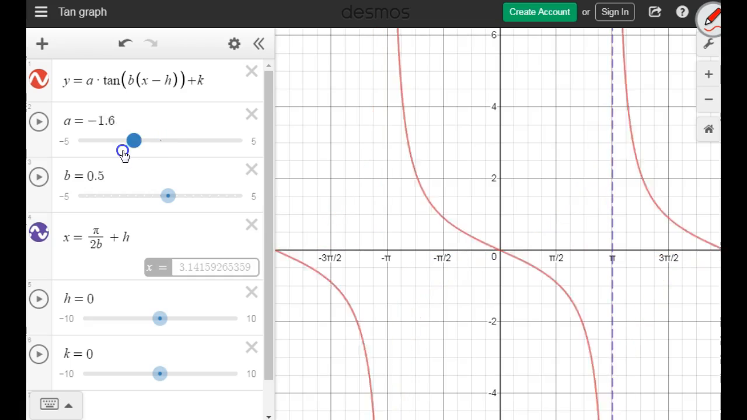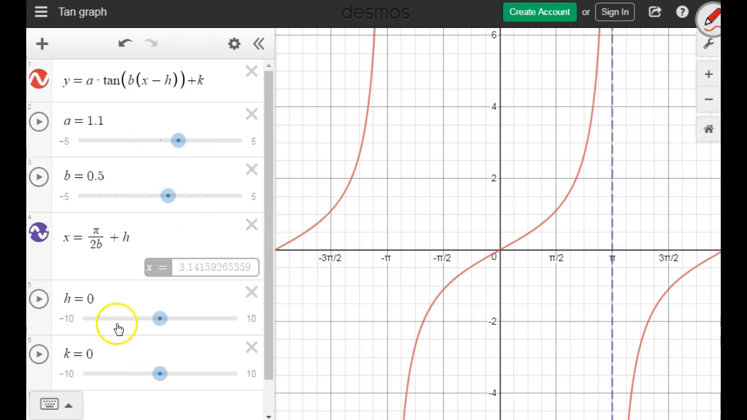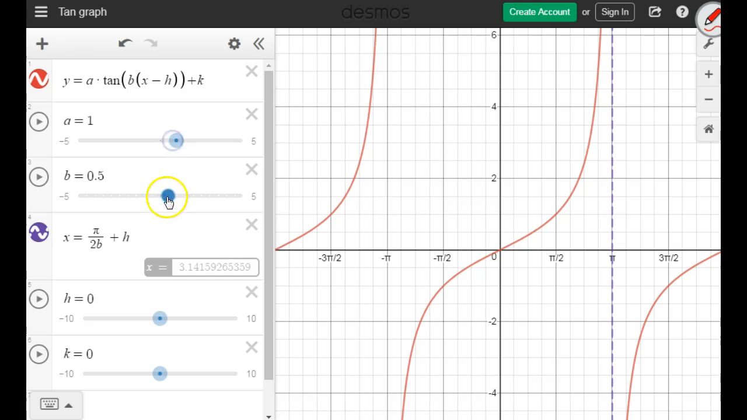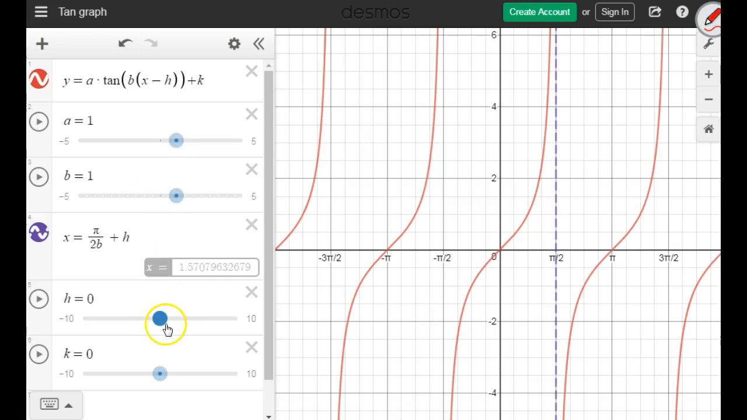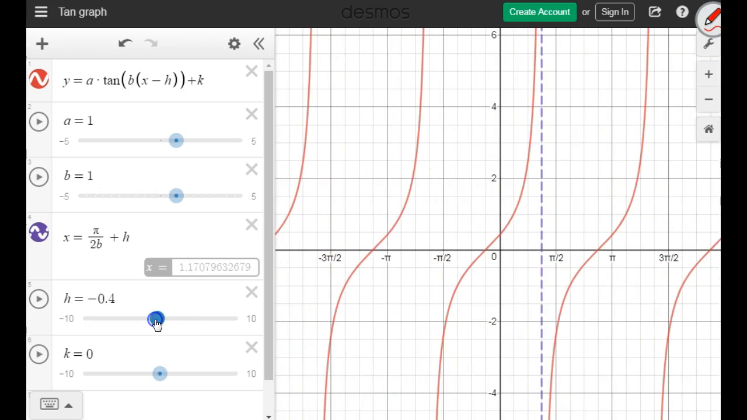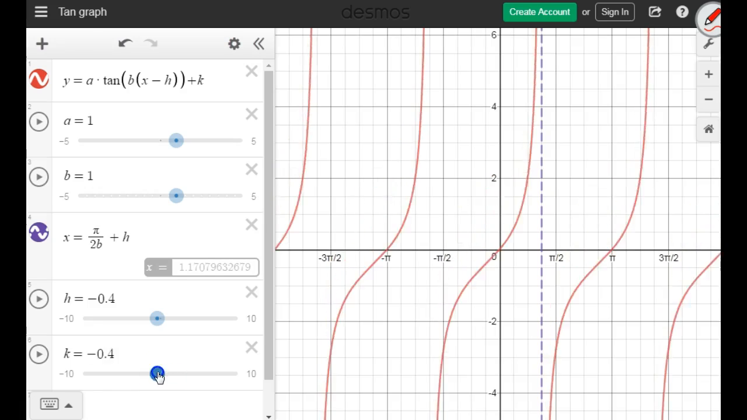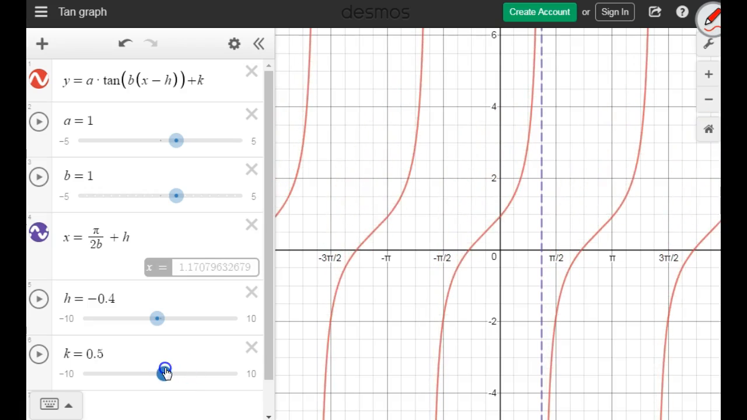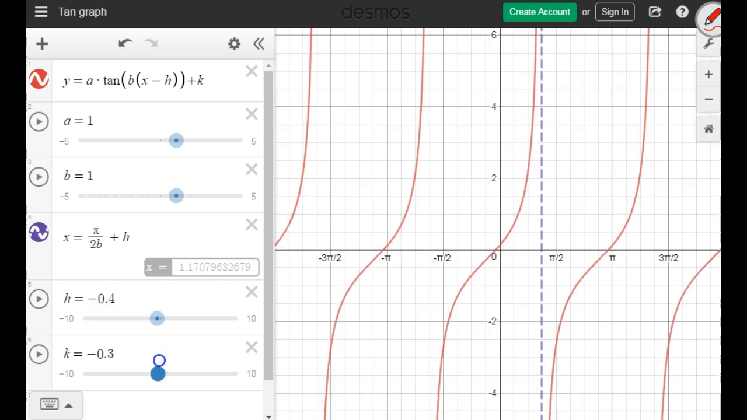Remember this business? Like a dance move there. All right, let me see if I put these back at 1. H, what is H doing, guys? Yeah, so it's left or right. So it moves asymptotes and everything. And K is a vertical shift. And see what K does? It shifts the intercept up or down.